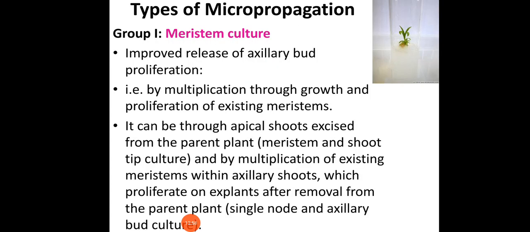So here are the types of micropropagation. First one is the meristem culture. In this, meristem is the apical portion of the plant. That means the ending portion in the leaf or stem. The top level in the stem or leaf where it forms is called the meristem.